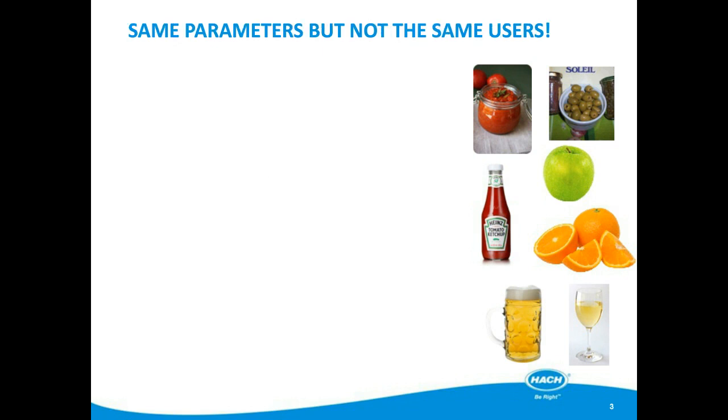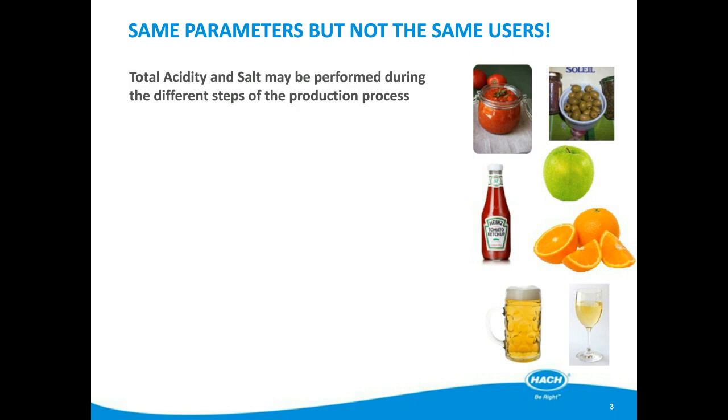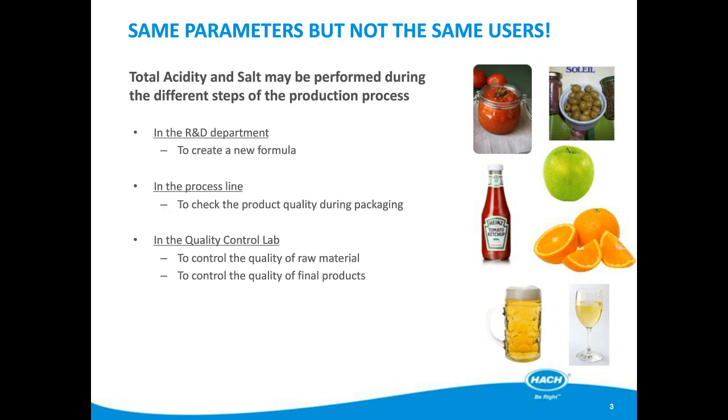We speak about two parameters, but they are not measured by the same user. We can measure total acidity and salt in different departments of the same company. We can measure these parameters in R&D, if you need to develop or create a new formula. We can also measure these parameters during the process line, to check the quality of a product during packaging.